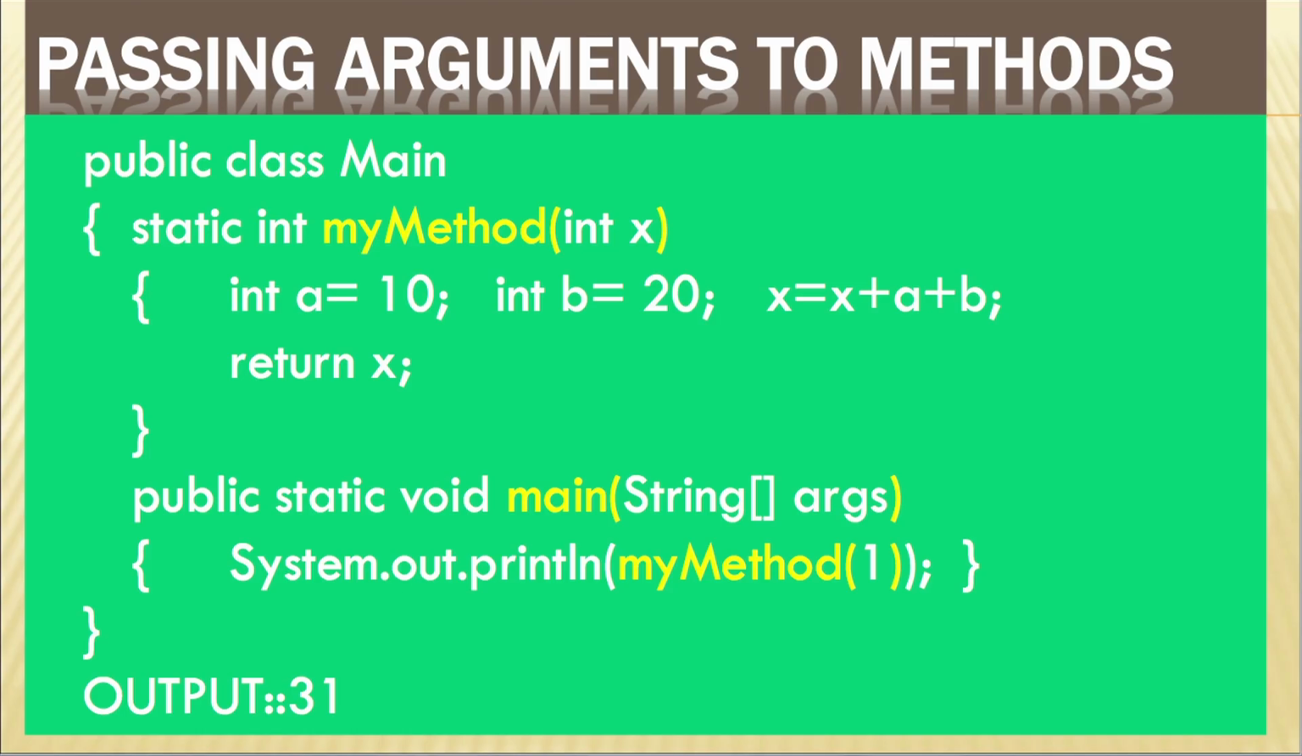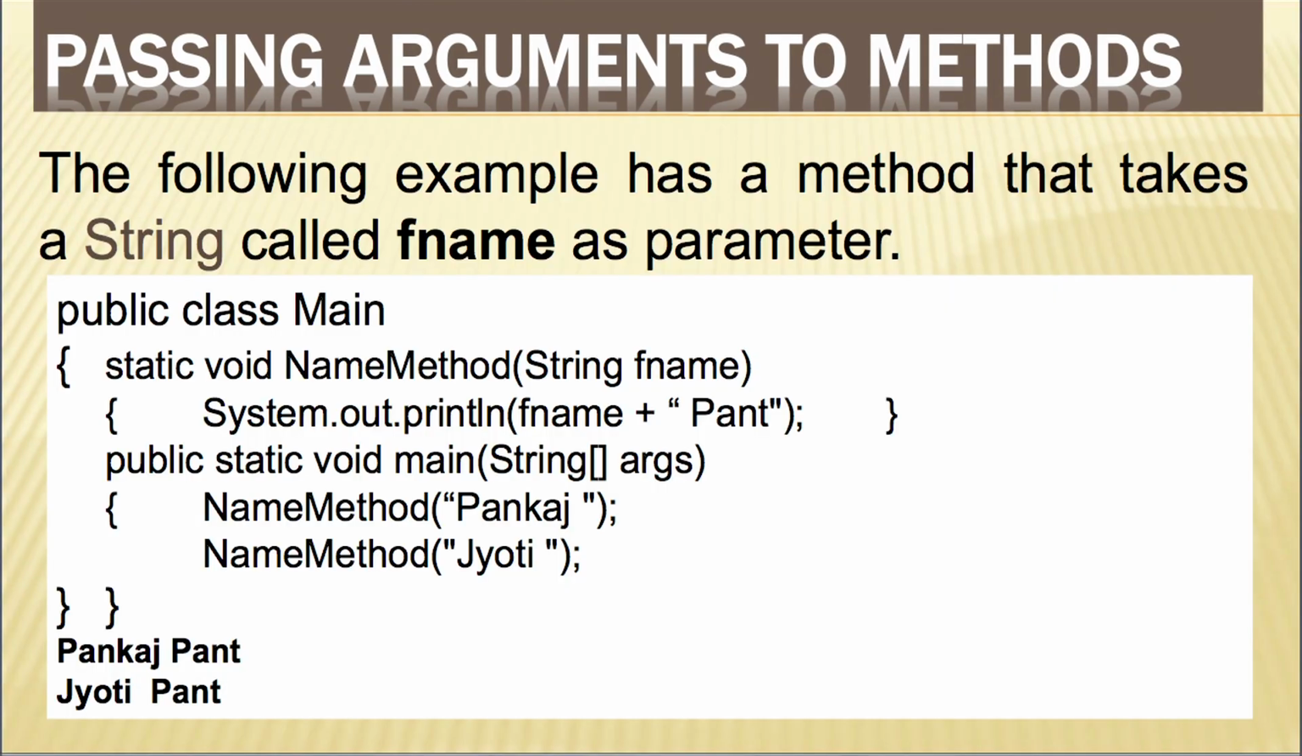So this is another program where we are passing an argument. The following example has a method that takes a string called fname as an argument. In this program we are passing one argument, and in this example we are passing the argument as string type.